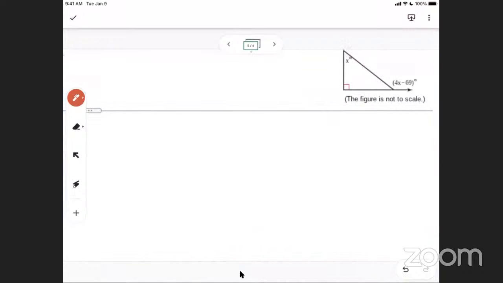All right. Tell me how to do this one. So you have a right angle in there, and so you know that one side is 90 degrees. And then you have 4x minus 69 on the outside, and it's equal to 180. I think so. 90.